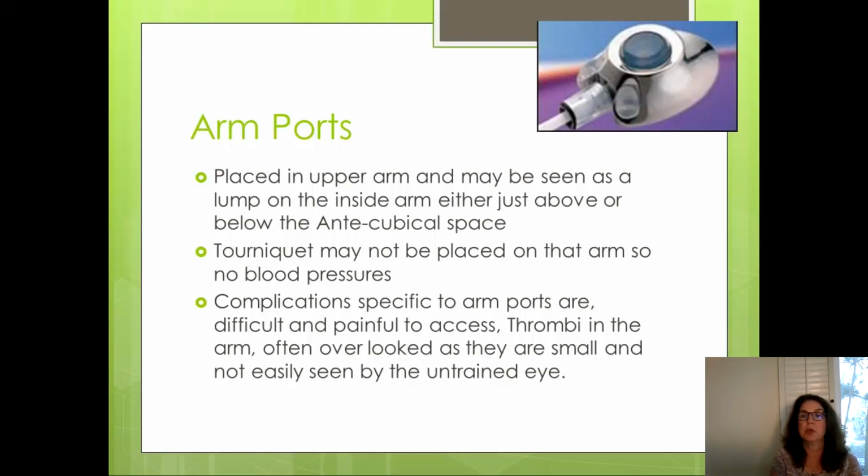So sometimes these are peripheral, out in the arm, placed in the upper arm, and may be seen as a lump on the inside of the arm, either just above or below the antecubital space. A tourniquet may not be placed on that arm, and no blood pressure on that arm either. So we're careful to find out what kind of IV access our patient has. Complications specific to arm ports are that they're difficult and painful to access. Thrombi in the arm, you can end up with a clot, often overlooked as they are small and not easily seen by an untrained eye.